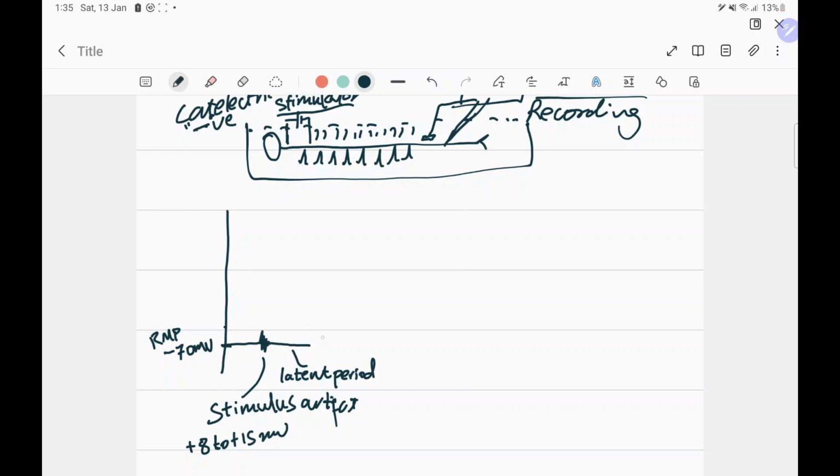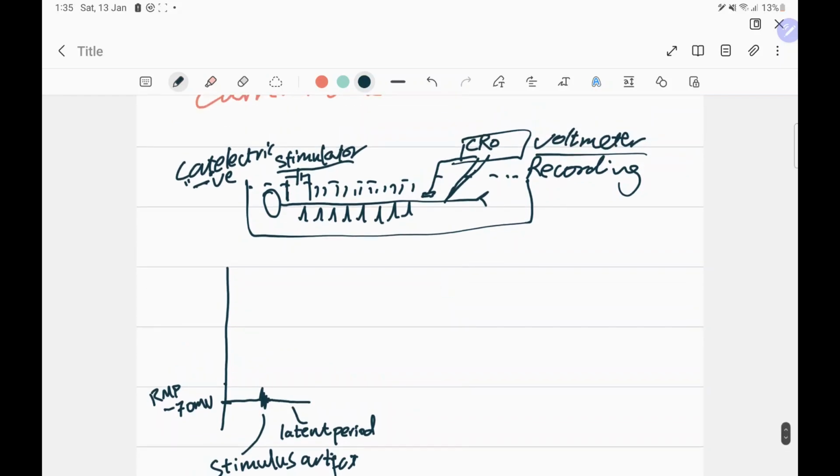Now the latent period is directly proportional. The duration of latent period is going to be directly proportional to the distance between the stimulating electrode and the recording electrode. So you make these things come closer, and the latent period won't be so long. And you make them far apart, like if the axon was quite long, then you will definitely see an increase in the duration of the latent period.